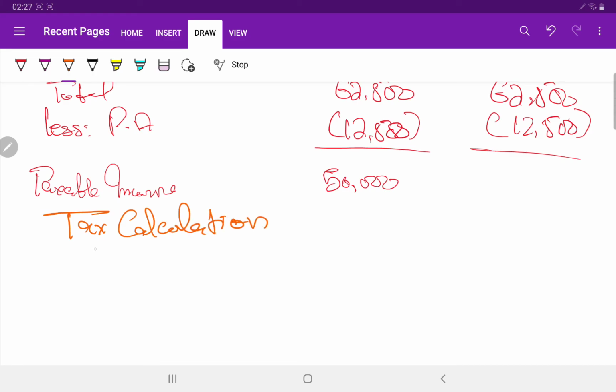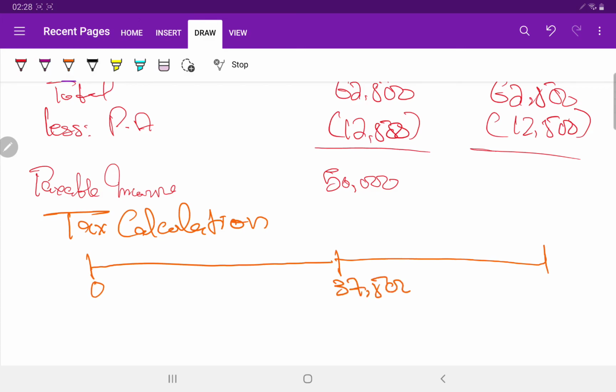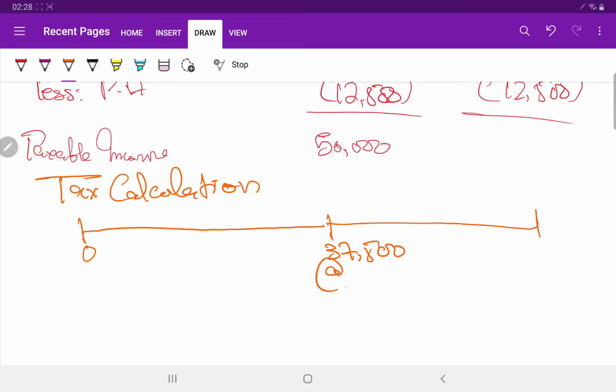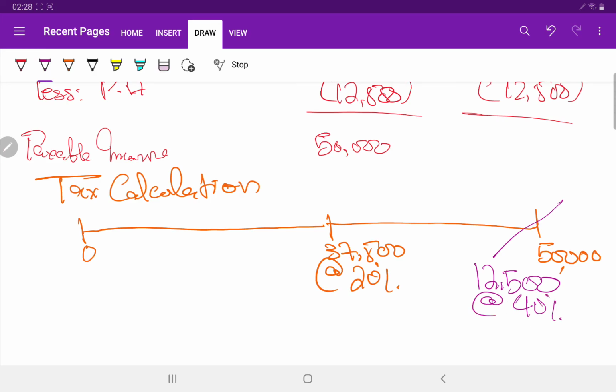We have taxable income of 50,000. From 0 to 37,500 is our basic rate, and the basic rate will be taxed at 20%. What's the difference between 50,000 and 37,500? That's 12,500. So for 12,500, it's 40%. Now let us do the calculation.